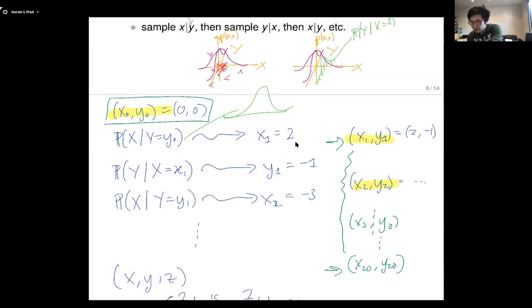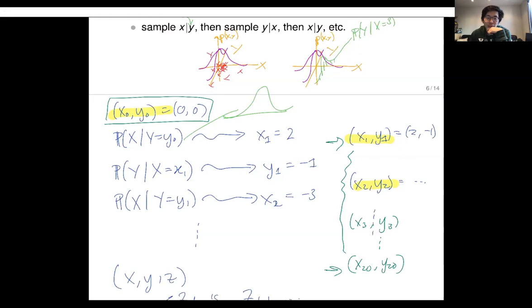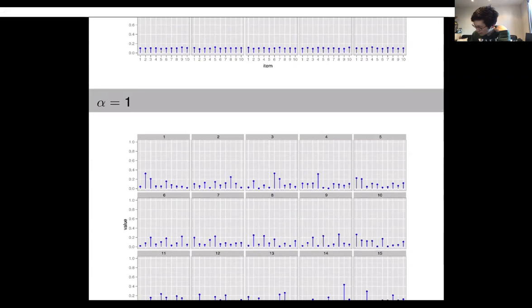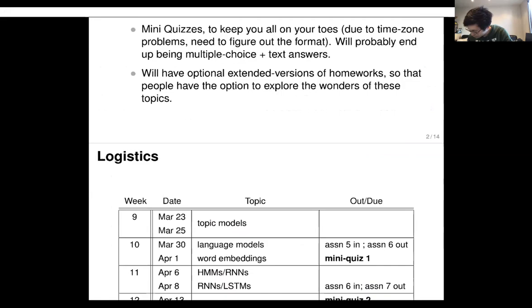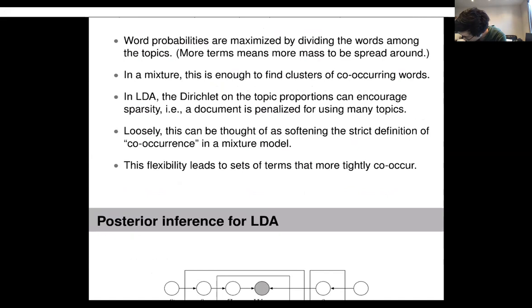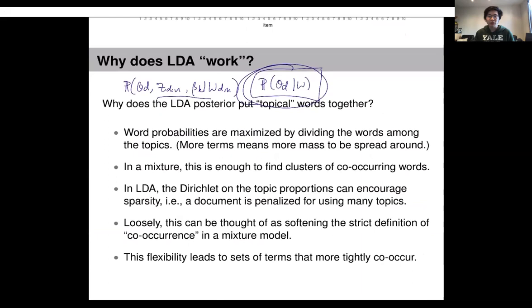Okay, no questions. Nice. So actually, what I want to do is go back to this one slide that I fast forwarded through. Where is it? Sorry. Right, okay. So I'm going to try and explain why LDA works.